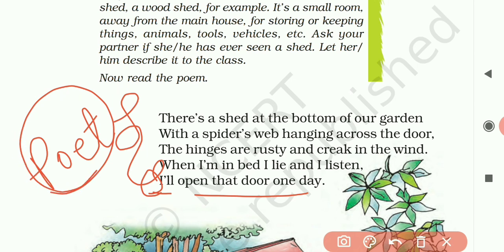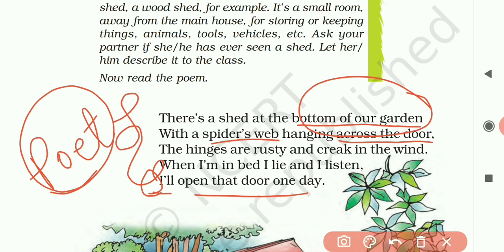Clear? So the poet says that there's a shade at the bottom of our garden. Here the location of the shade is given. Where is the shade located? The shade is located at the bottom of their garden, with a spider's web hanging across the door. So he is trying to describe what kind of shade that one is. He says that there is a spider web hanging across the door.